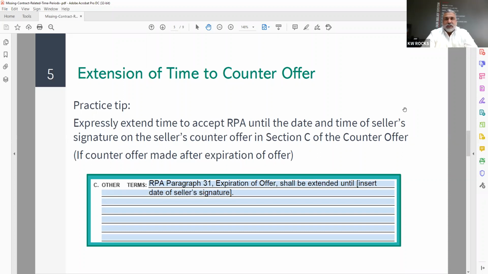Okay, yeah, I think it does make sense. So let me break it into 2 segments. Let's go with the first question. Can the buyer submit multiple offers on multiple properties? The answer is yes, you can. But I caution you folks, if you're going to go in that direction.